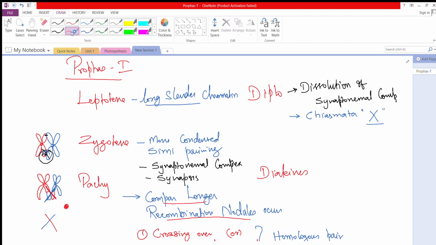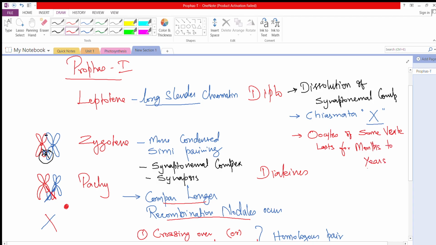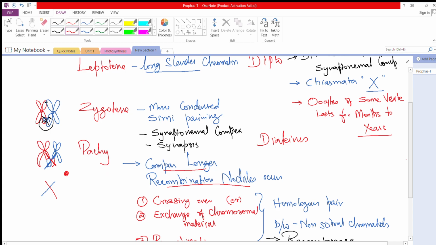More importantly, at this stage, in oocytes of some vertebrates, not all vertebrates, remember it might come in a statement based question. In some vertebrates, this stage might last for months to year. So at this stage, cell might get arrested for months to year only in oocytes of vertebrates. So oocytes nothing but oogenesis process.